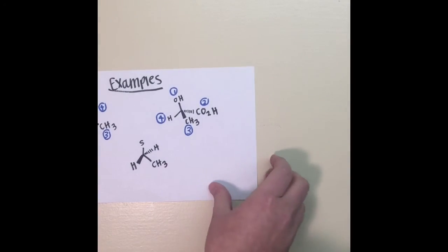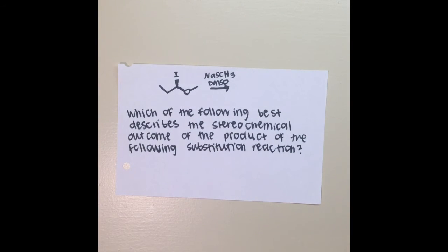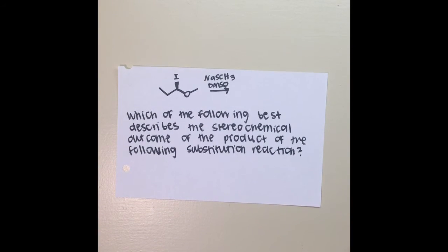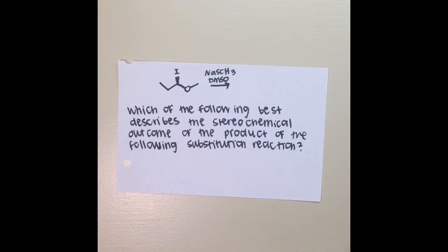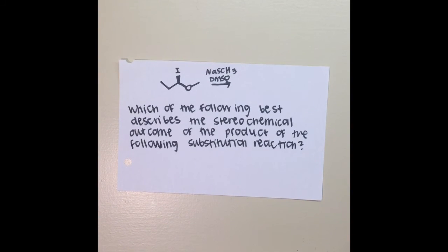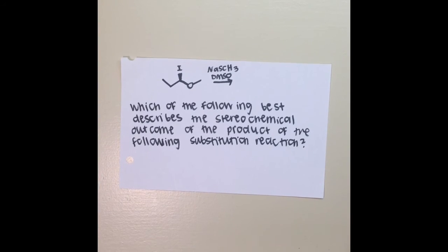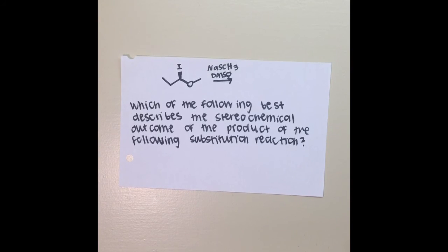So this is important to understand because this is a question taken from exam 3 that says, which of the following best describes the stereochemical outcome of the product of the following substitution reaction? And all of the answer choices on this question had R or S within the answers, so it is really important to not just understand this kind of substitution reaction, but to understand the product of it and the stereochemical shape of it, which involves R and S.